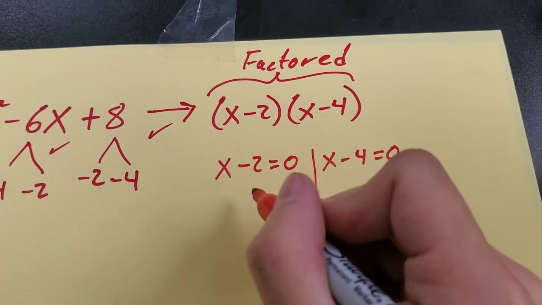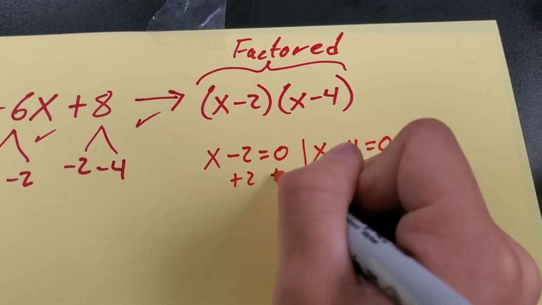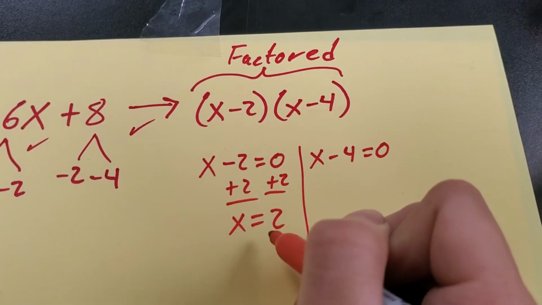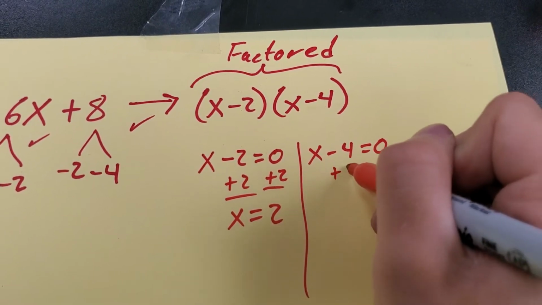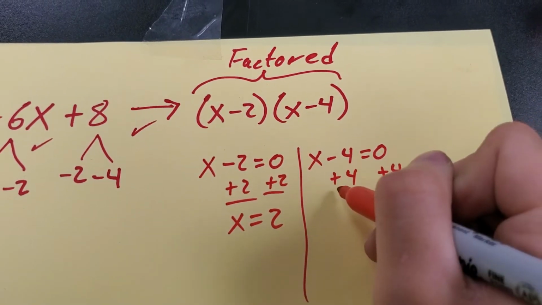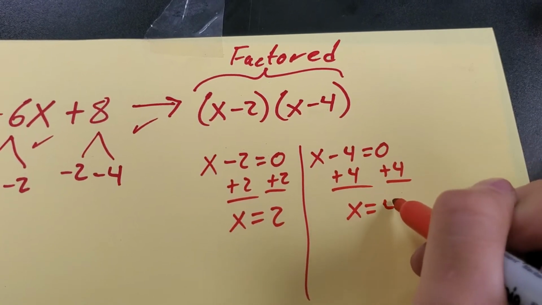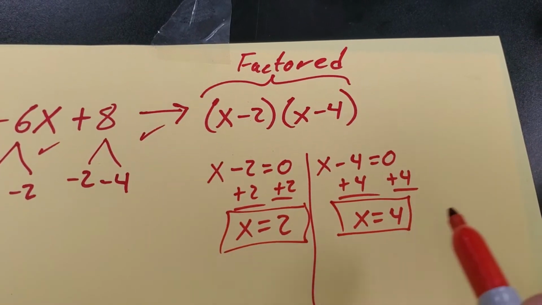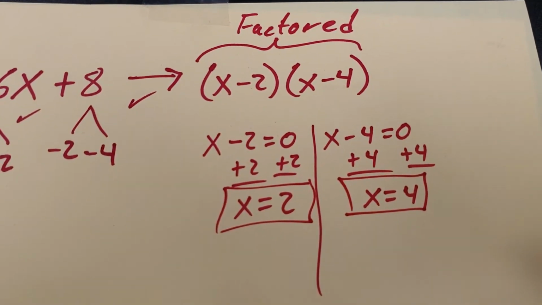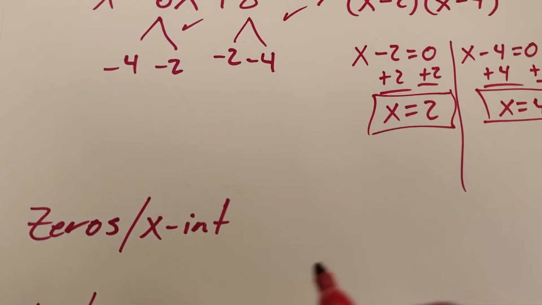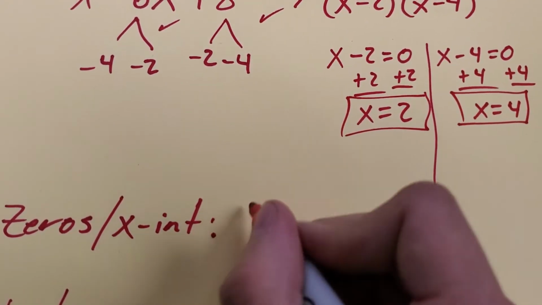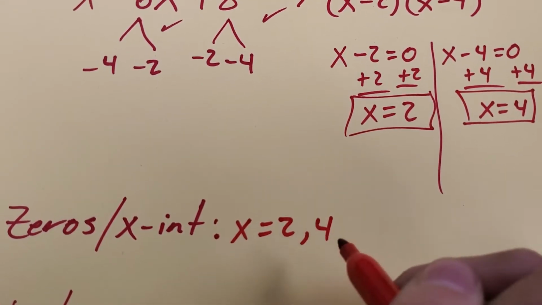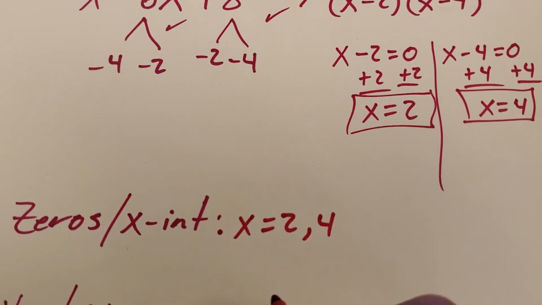Now the next step is to solve for x on each of them. Add 2 to both sides and you get x equals positive 2. Same with this one, let's solve for x. Add 4 to both sides and get x equals 4. So these values, x equals 2 and x equals 4, are my zeros or my x-intercepts.